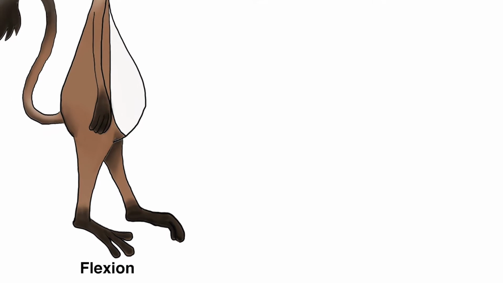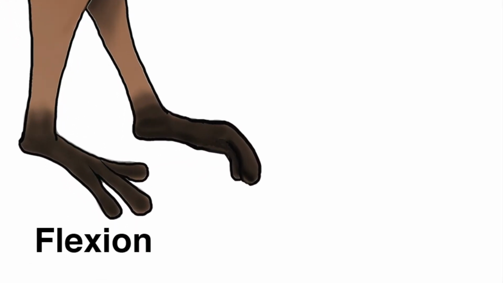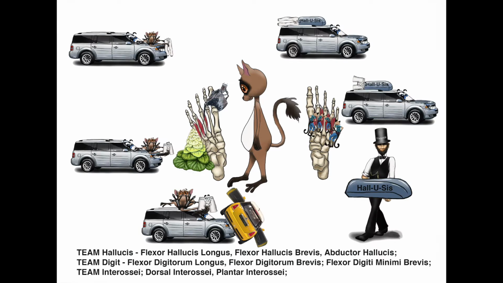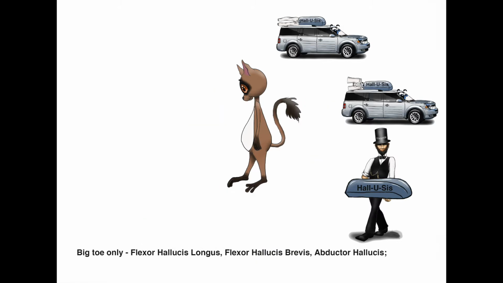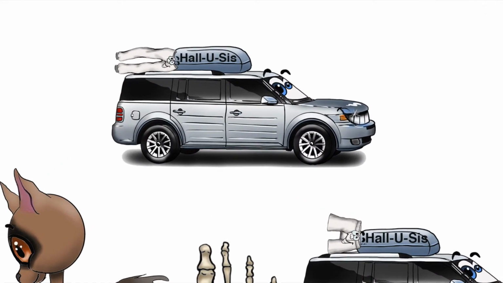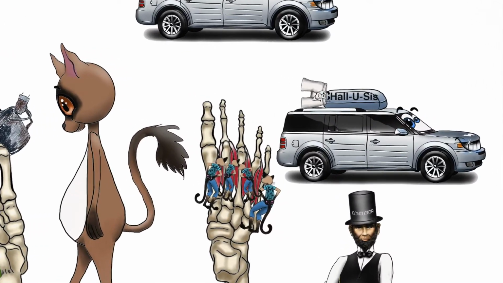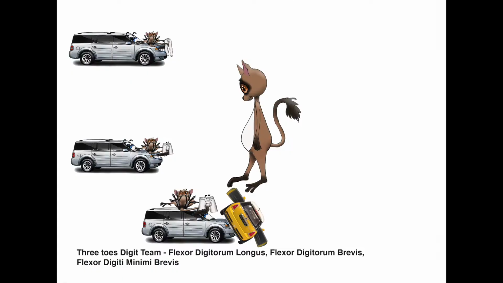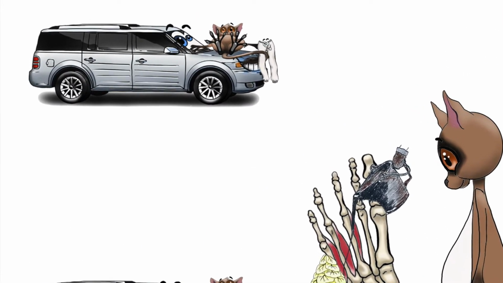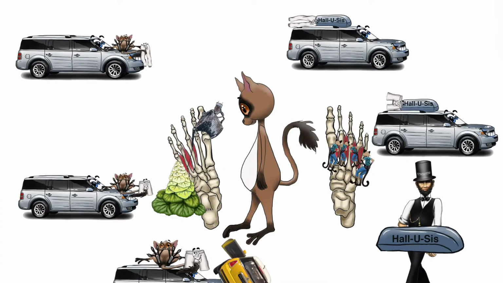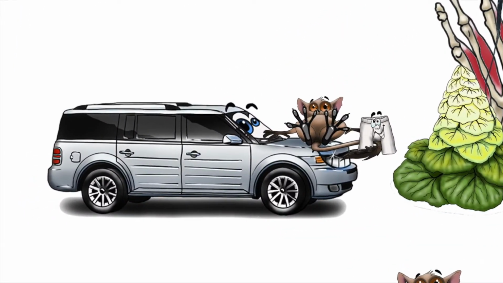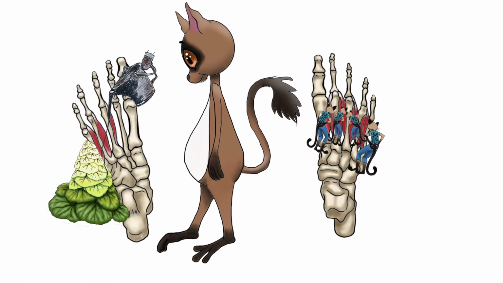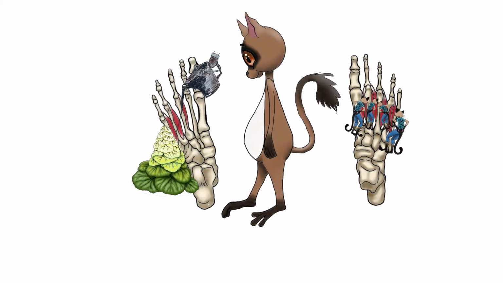The 8 muscles that flex the toes are presented in 3 teams: Team hallucis, Team digit, and Team interossei. In summary, Team hallucis on the right with flexor hallucis longus, flexor hallucis brevis, and abductor hallucis. Team digit is on the left with flexor digitorum longus, flexor digitorum brevis, and flexor digiti minimi brevis. And in the center is dorsal interossei and plantar interossei.